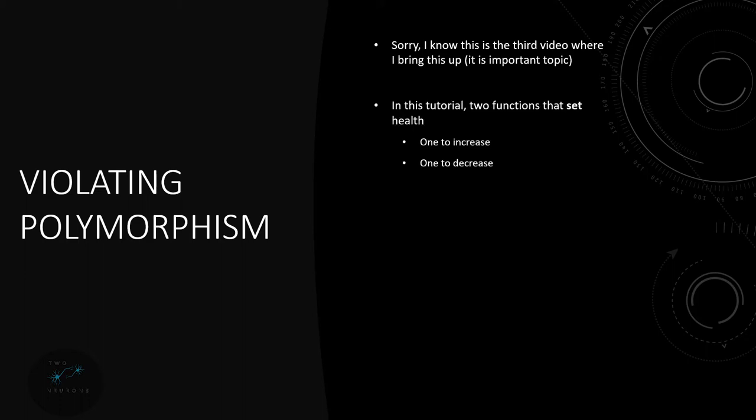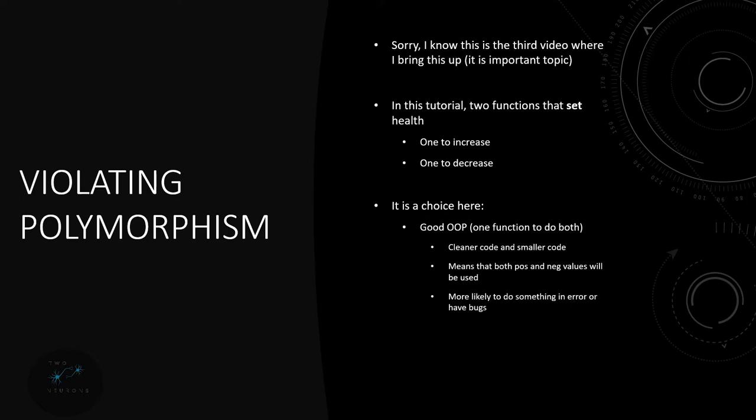So as I said in this tutorial, there are two functions that set health. One that increases it, and one that decreases it. If you're good at some basic math, you can very easily create a polymorphic function that does both. So why don't we? Why am I not giving this challenge? Why am I doing two functions? Is it because we're doing a tutorial and I want to give you that challenge? Well, as I said, I'm not giving you that challenge. Is it because we're doing a tutorial and it's easier to read? That's part of the reason, to be fair. But it's actually really a choice here.